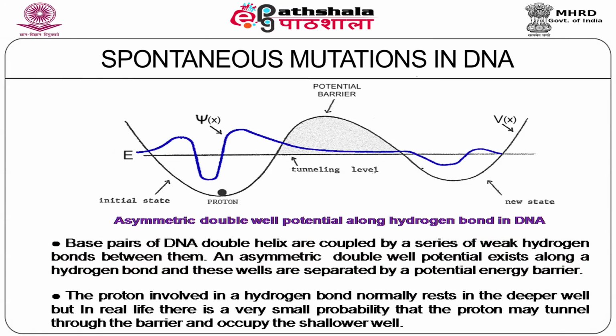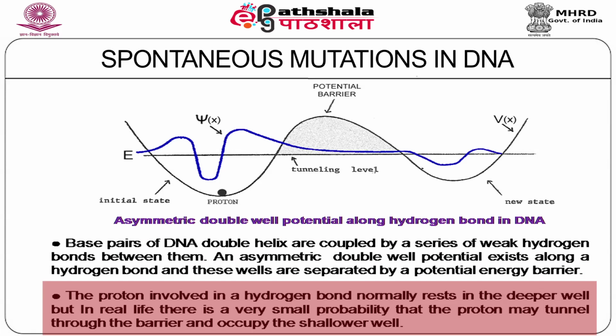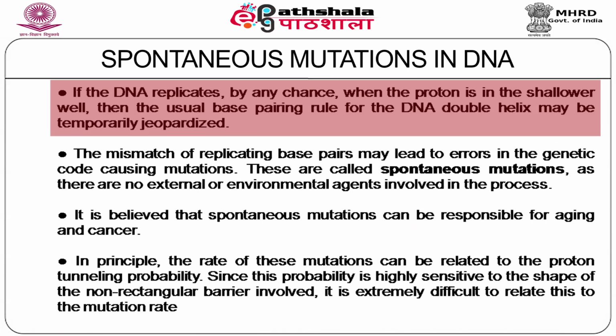Base pairs of the DNA double helix are coupled by a series of weak hydrogen bonds between them. An asymmetric double well potential exists along a hydrogen bond, and these wells are separated by a potential energy barrier, as shown in the figure. The proton involved in a hydrogen bond normally rests in the deeper well, but in real life, there is a very small probability that the proton may tunnel through the barrier and occupy the shallower well. If the DNA replicates by any chance when the proton is in the shallower well, then the usual base pairing rule for the DNA double helix may be temporarily jeopardized.